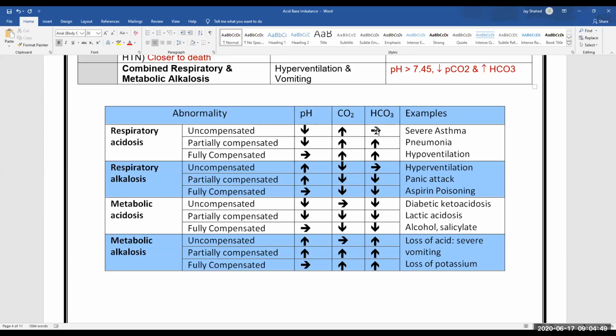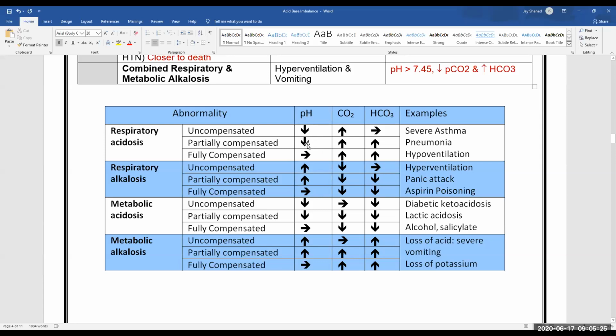Okay. You see, you want to bring it back to normal in order to compensate. If it's not moving at all, then it's uncompensated, which is right over here. So this is a chart that puts it together. Here's your respiratory acidosis. If it's uncompensated, what's happening? Your pH is down, your PCO2 is up. What's happening to the HCO3? No change, so within normal range.